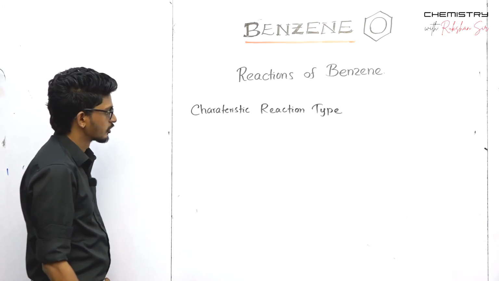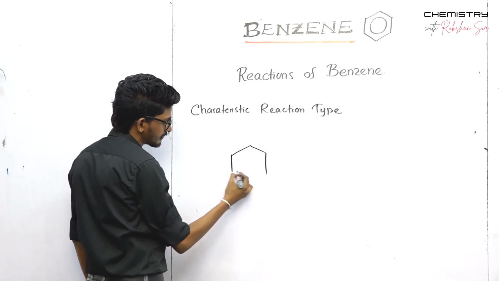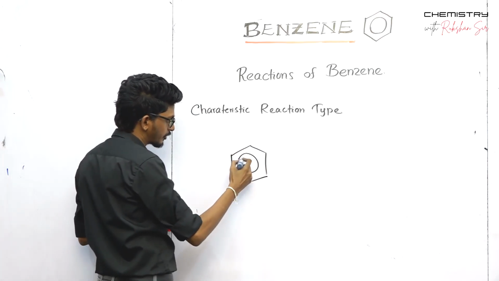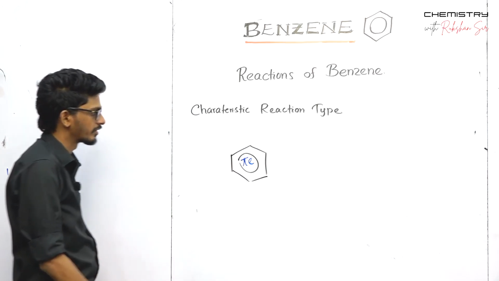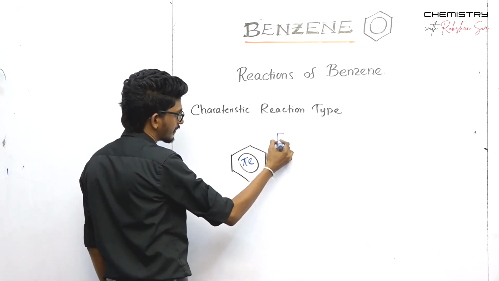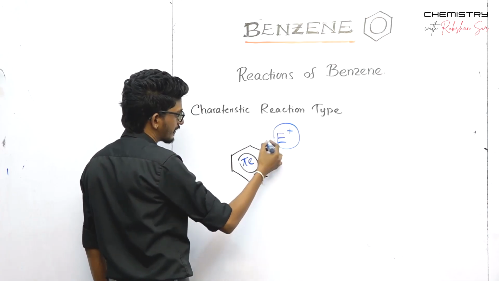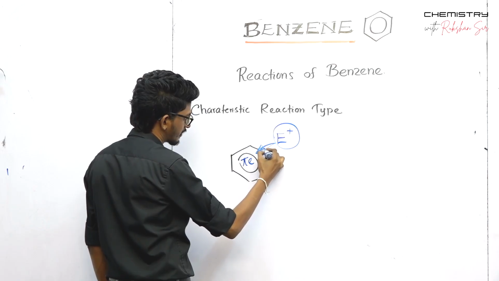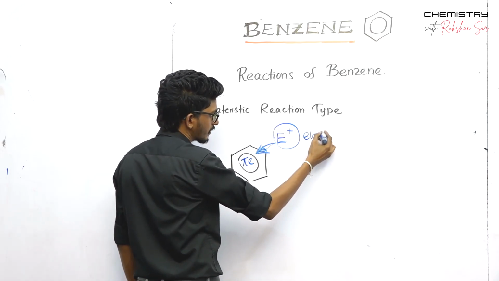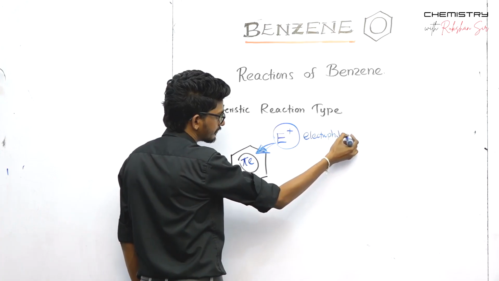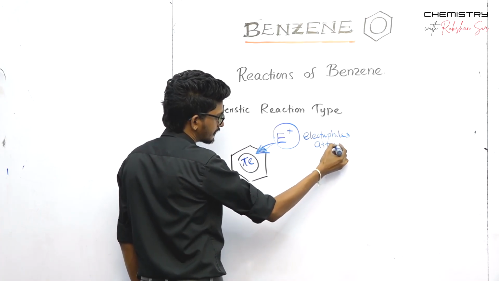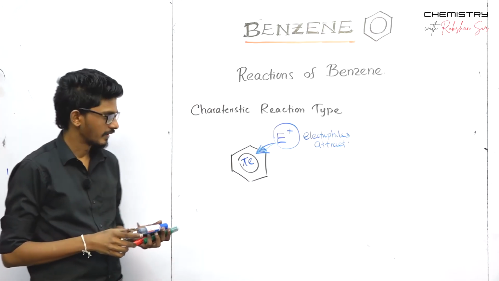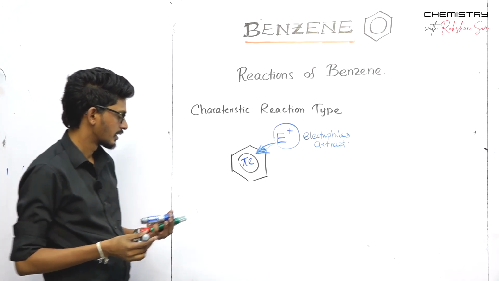So what can we say? When it comes to benzene, it has a very dense pi-electron cloud. So electrophiles, electron-loving groups, will be attracted to the benzene ring. So we are thinking of electrophilic reactions, right?